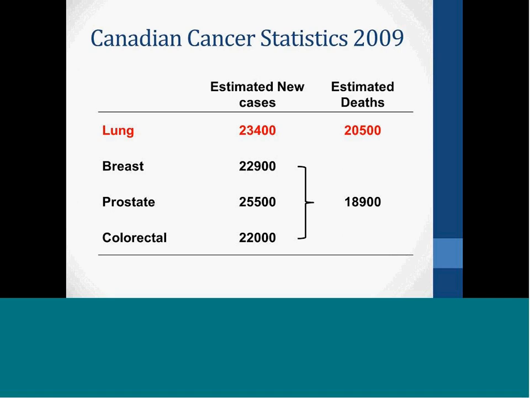In Canada, as you can see from this figure, the number of estimated new cases of lung cancer in 2009 was roughly equivalent to the number of breast, prostate, or colorectal cancers. However, when you look in the estimated deaths column, it's estimated that the number of deaths due to lung cancer exceeds the number of deaths from these other three cancers combined.